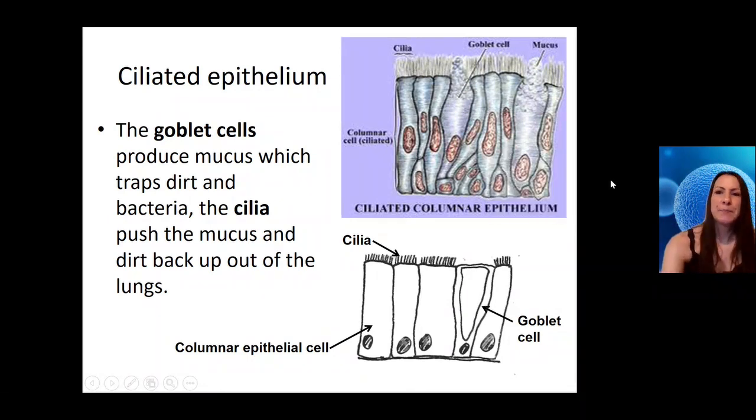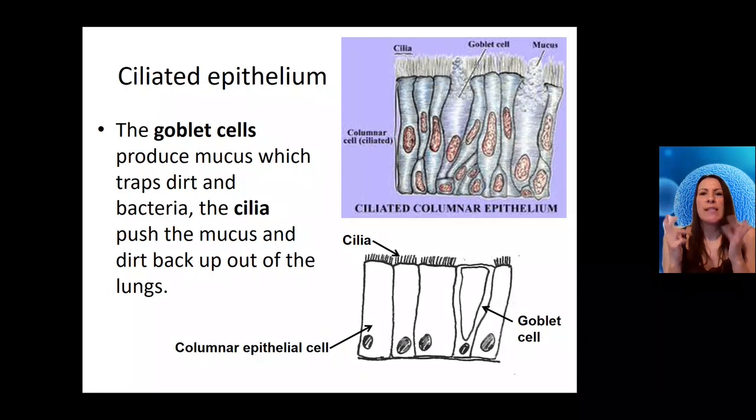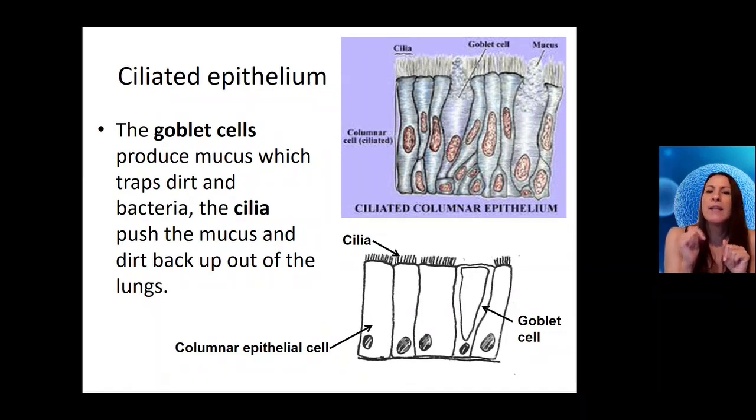They basically act like little sweeping brushes. So the cilia sweep any trapped dirt up and away from the lungs, and the goblet cells in between the ciliated epithelial cells, they secrete mucus. They're named goblet cells because they're shaped like a goblet wine glass, and they secrete mucus.